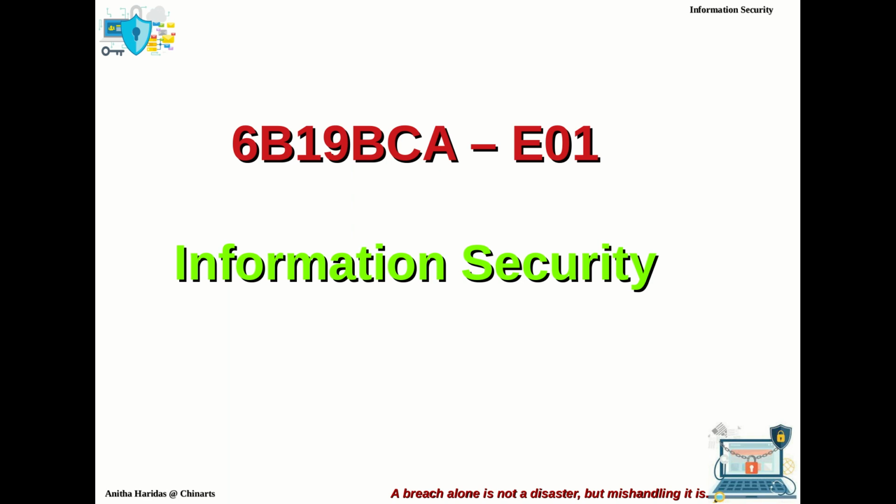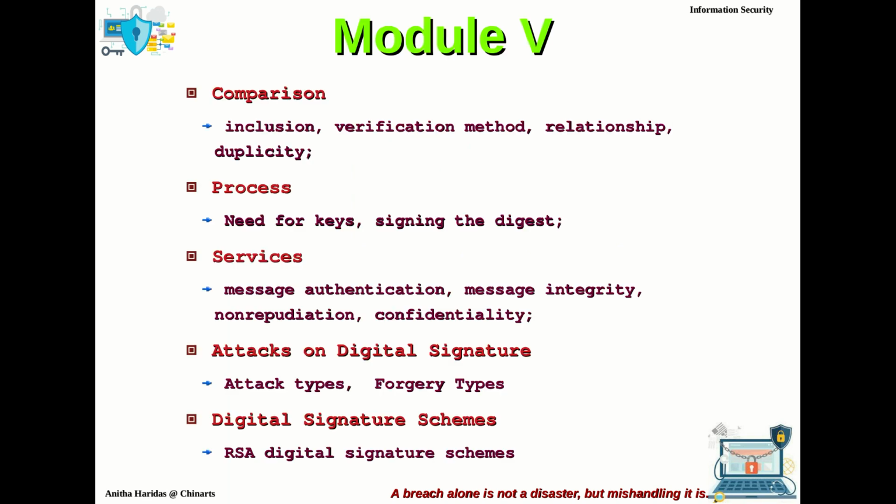In the elective course Information Security, we are going to discuss the topics in Module 5. So, these are the different topics that we will be discussing in Module 5. We will talk about the comparison between the digital signature and the conventional signature. Then we will talk about the process of digital signature.